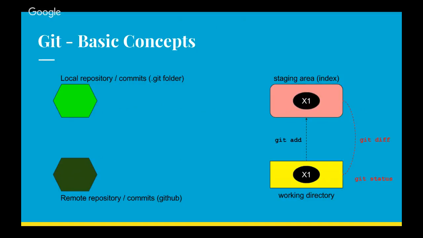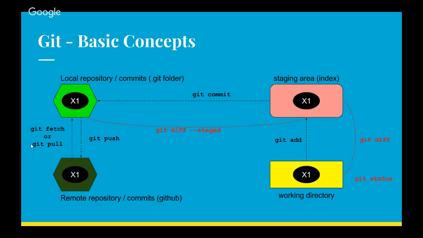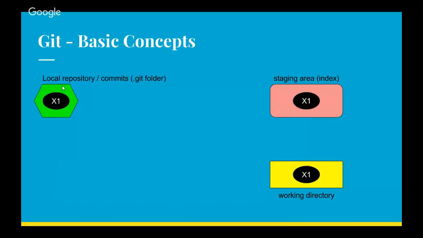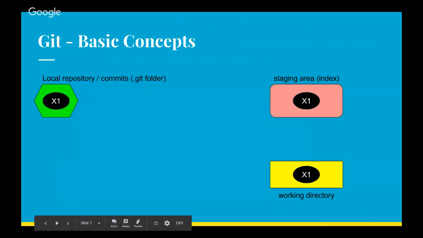Now to get the change from staging area into the local repository, you would run a command called git commit. Git commit gets the changes into the local repository, which you can finally push into the remote repository using git push. Also, you use git diff --stage to compare between local repository and staging area. And finally, you do a git push to get your change in there. And similarly, you can do a git fetch or git pull to fetch the changes from the remote repository. We'll look into that.